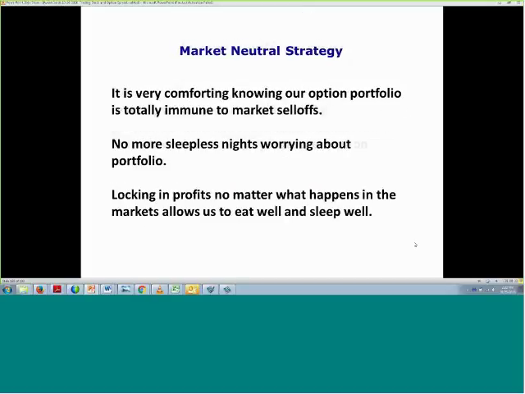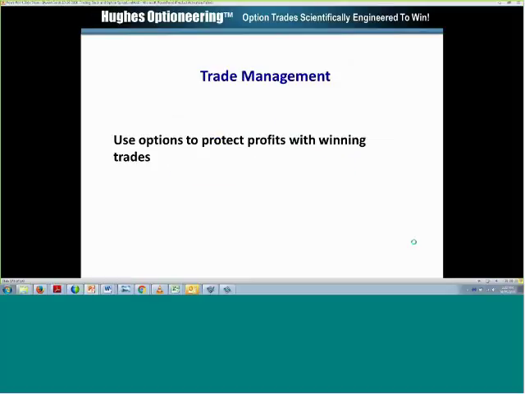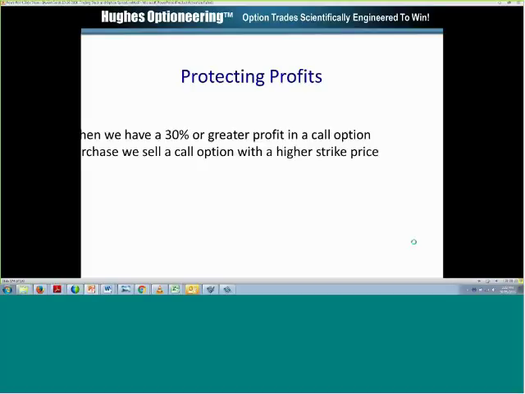And there's one more option spread strategy I can talk about here, and it's option debit spreads. We don't trade the credit spreads, we trade the debit spreads, and we follow our money management rules. If we have a profit in a directional call option trade, then we can sell a call option with a higher strike price to create a debit spread.